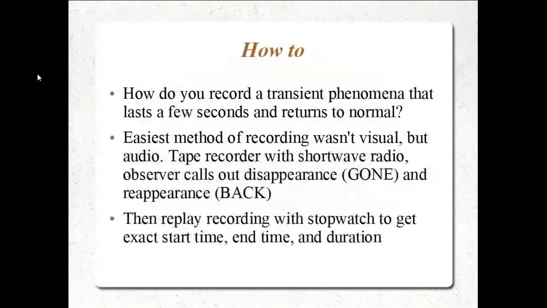So the question that was asked in the early days was, how do you record a transient phenomenon that lasts a few seconds and then returns to normal? Well, it turns out the easiest method of recording wasn't visual, it was audio. A tape recorder with a shortwave radio tuned to one of the time signal stations on the shortwave is set up, and the observer looks through his telescope. He observes the asteroid disappearing and reappearing, and when it disappears, traditionally you call out "gone," and when it reappears, you call out "back." And these words are picked up by the tape recorder.